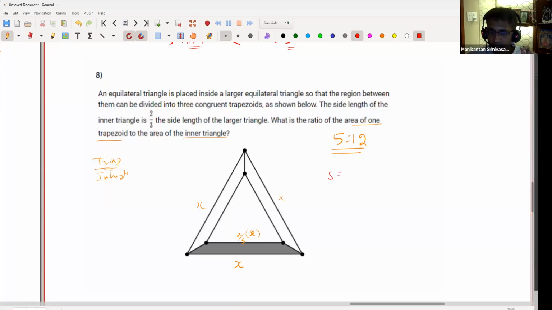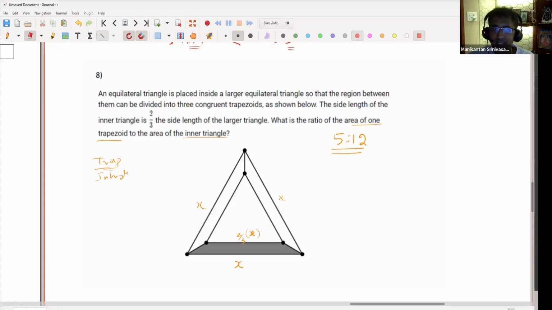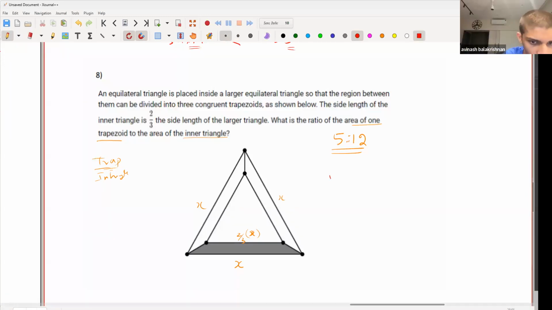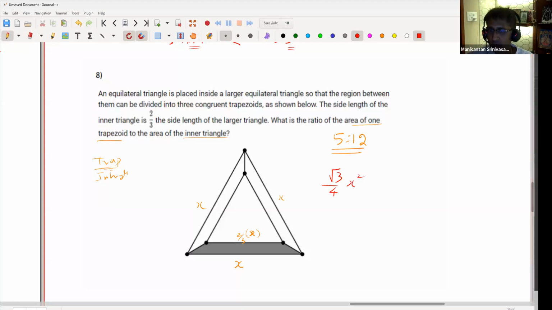You can do that, but given that it's an equilateral triangle, you don't have to rely on Heron's formula every time. Heron's formula is more for scalene triangles where the three sides are different. For an equilateral triangle, know that the area is just √3 by 4 into side square, whatever x is the side. Heron's formula will also give you the same thing. It's an overkill for an equilateral triangle.